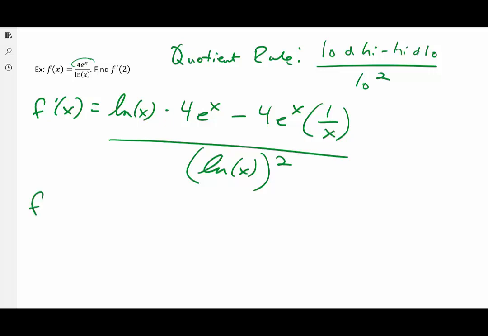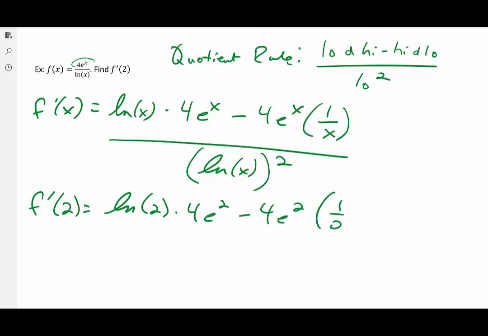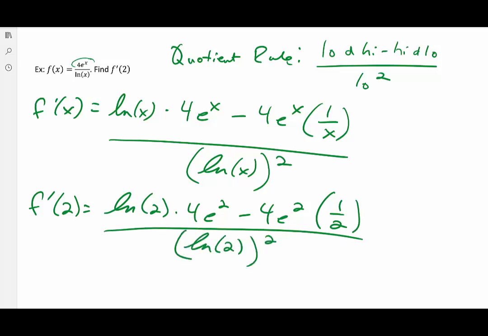So what we could do now, if we want to find f prime of 2, is calculate the natural log of 2 times 4e squared, minus 4e squared times 1 over 2. I'm just simply plugging in 2 for x. We divide that by the natural log of 2, squared. What's next is I'm going to get a numerical approximation for this. I'm going to throw all of this into my calculator.